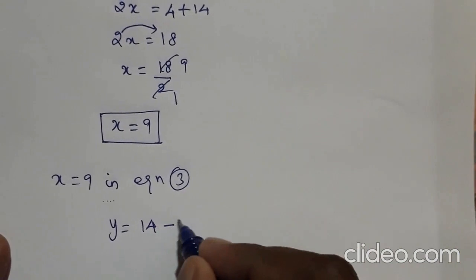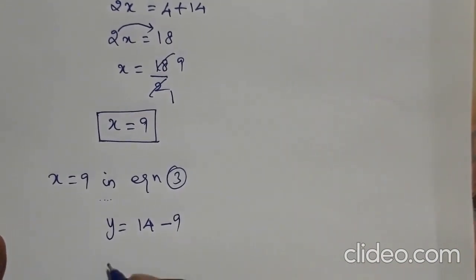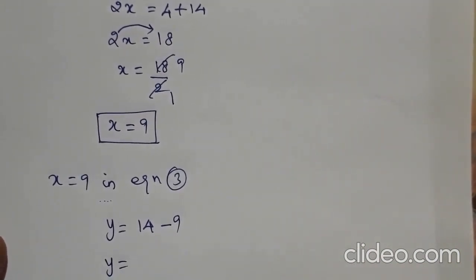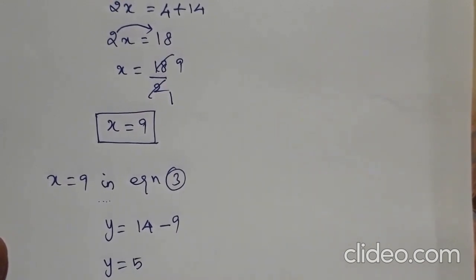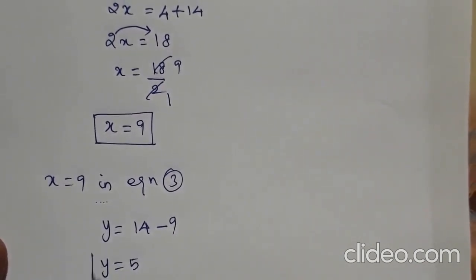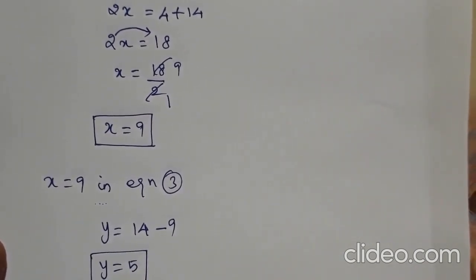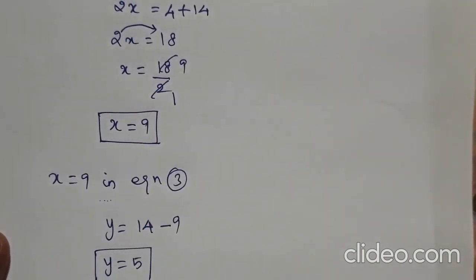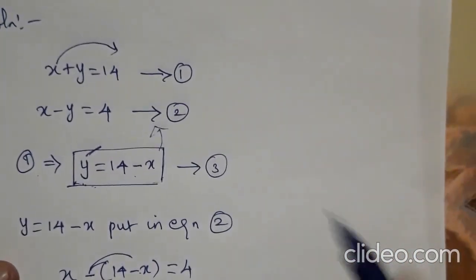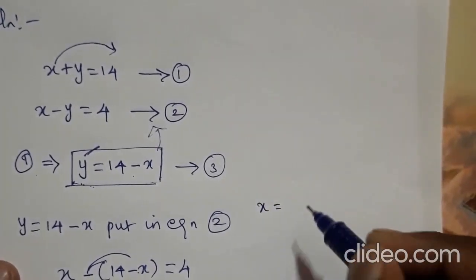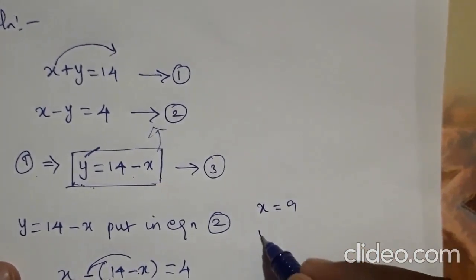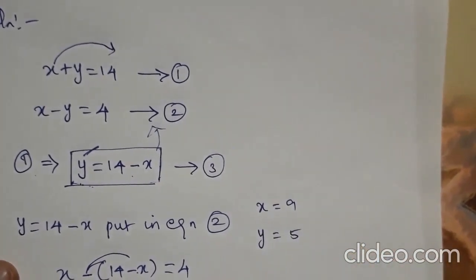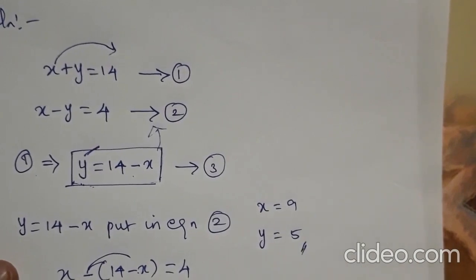So we will get 9. So y is equal to 14 minus 9, 5. So y value 5, then x value 9. So we found the values of variables x and y. x is equal to 9, then y is equal to 5. Clear?